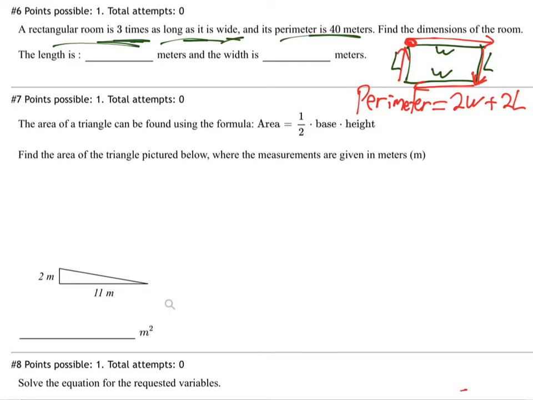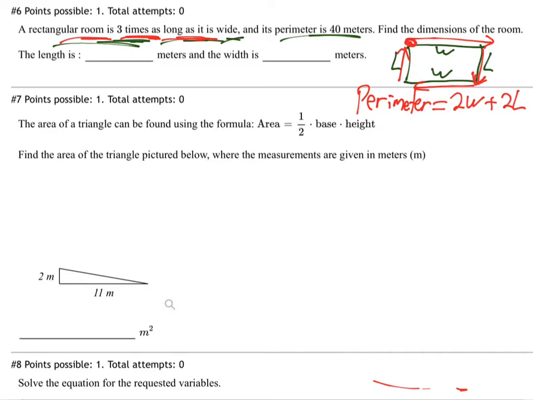So there's the formula we always use. You can put that right on your 4x6 card for the next exam. Perimeter for a rectangle, 2 widths plus 2 lengths. All right, so a rectangle, now it's 3 times as long as it is wide.